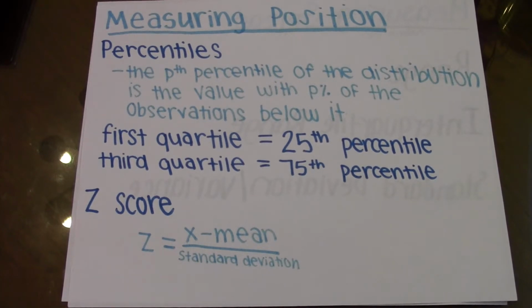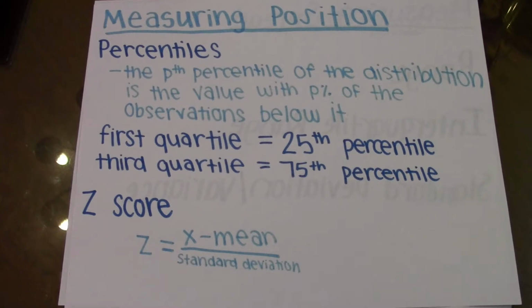Converting observations from their original values to standard deviation units is known as standardizing. The formula for standardizing an observation is z equals x minus mean over standard deviation, where x is the observation. In doing an FRQ, it is common to forget to include the z-score formula, but make sure you do, or else you will lose points.